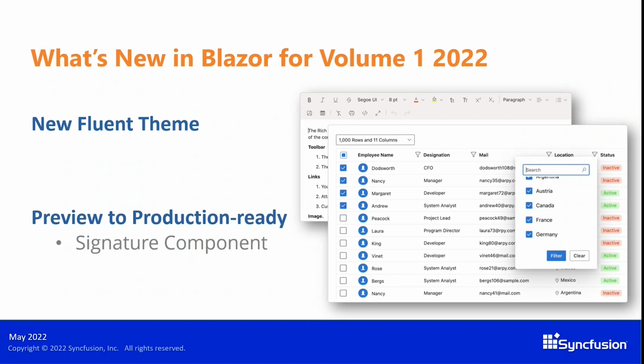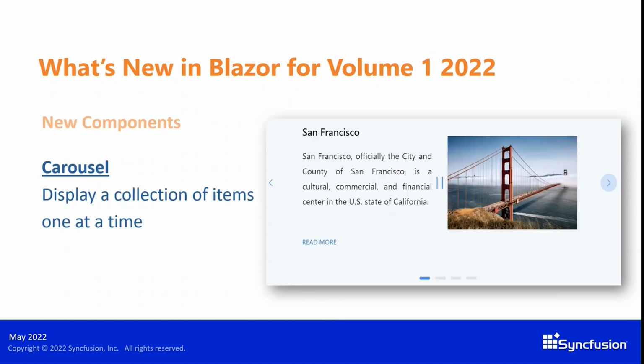Next, we have marked our signature component as production ready from this release. So now you can start to use our signature component in your production environment. And next, we have introduced a new carousel component in this release. So with this component, you can display a collection of image items one at a time. So you can have a look at this image over here that displays the image like an image gallery. So let's have a look at the examples now for all the three features we have discussed now.